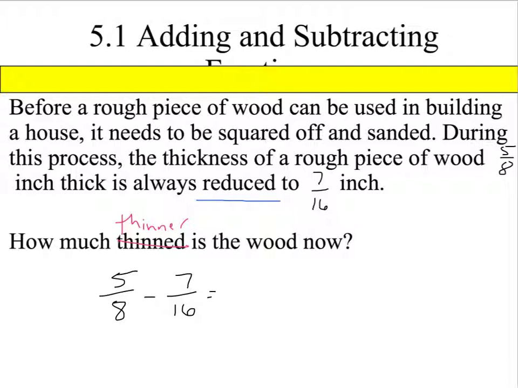Instead, I notice 8 and 16 are compatible numbers. I know that 8 can actually go into 16. How many times does 8 go into 16? Twice. So if I take 8 times 2, I get 16 on the bottom. Whatever I do to the bottom, I have to do to the top, and I am going to take 10/16 minus 7/16, and my answer is going to be 3/16.